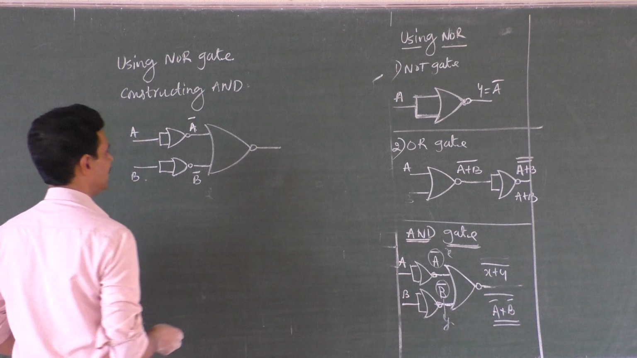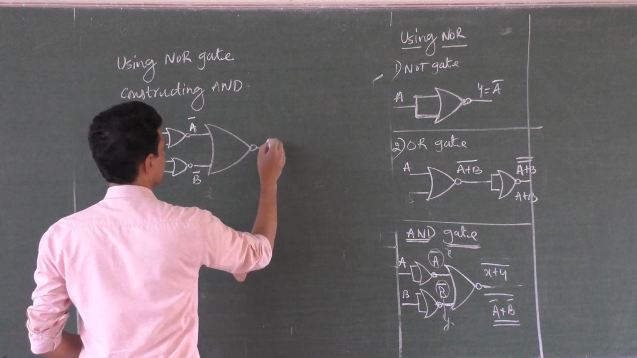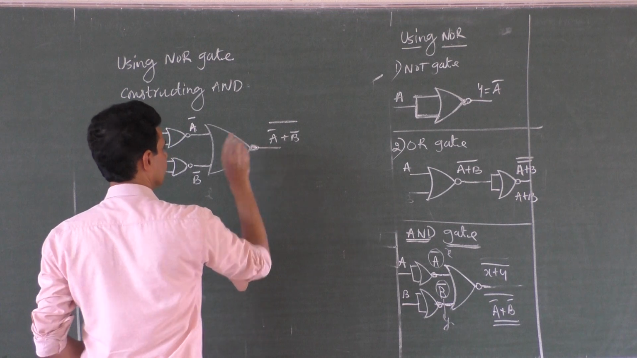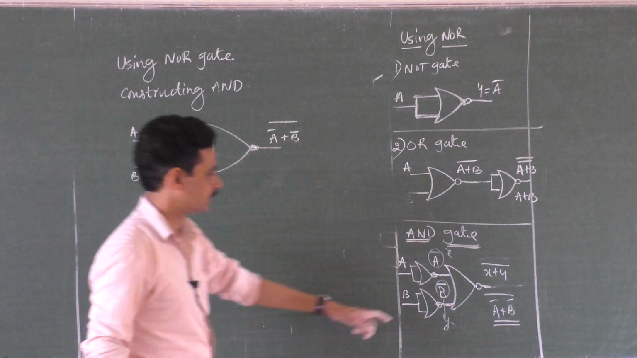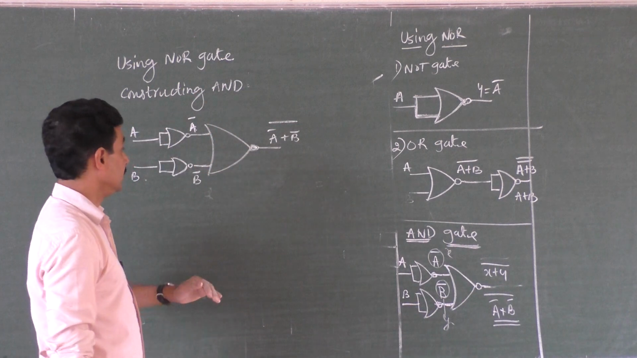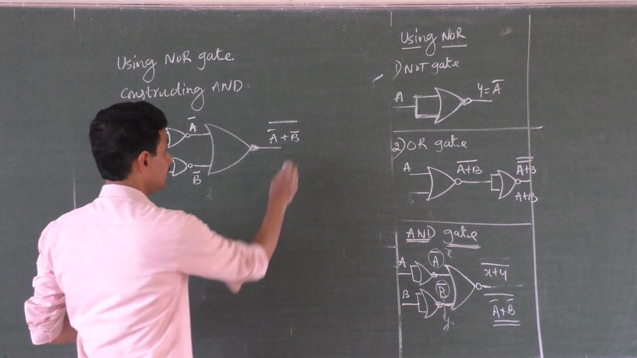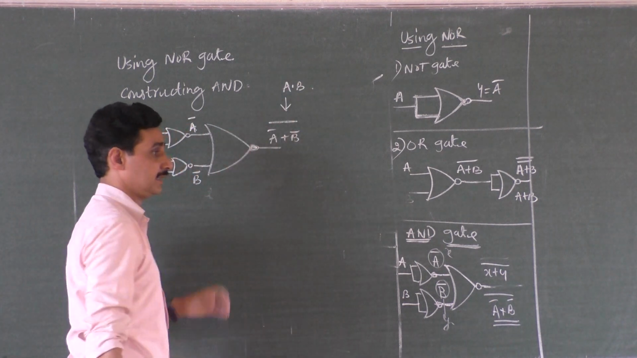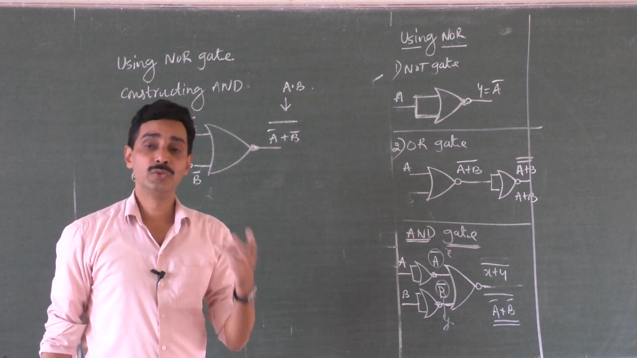A bar, B bar, and here A bar plus B bar whole bar, because this is an OR gate. X plus Y whole bar, A bar plus B bar whole bar. Now, if this is AND, then this should be A dot B, correct? Sir, whether it is A dot B? Yes. We have two theorems here.